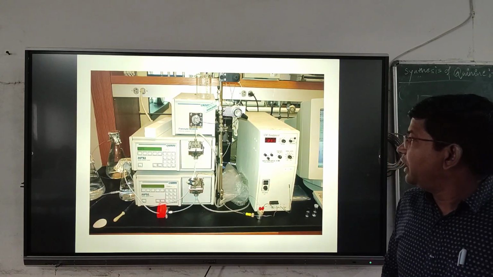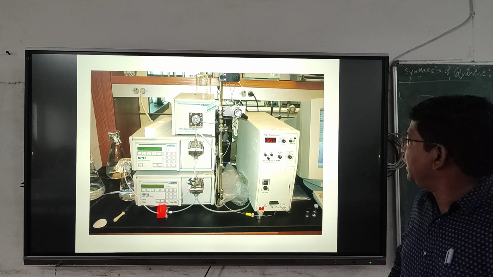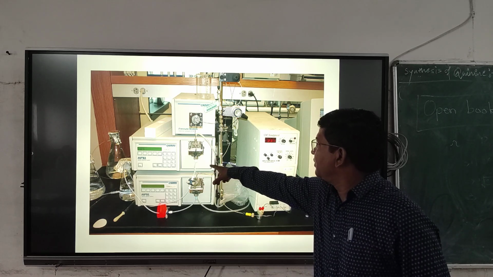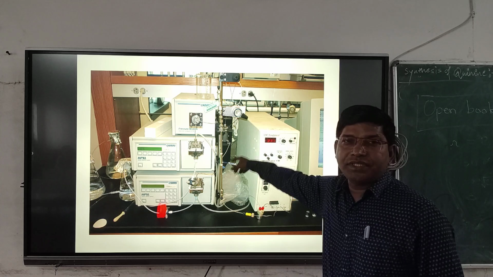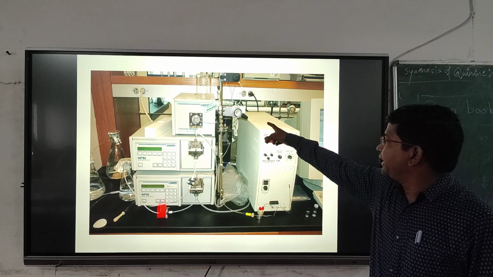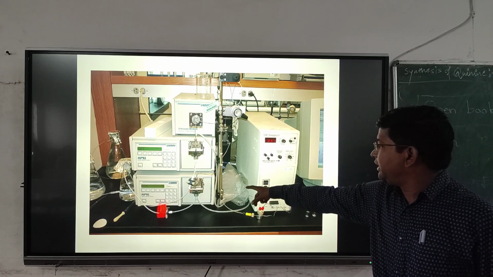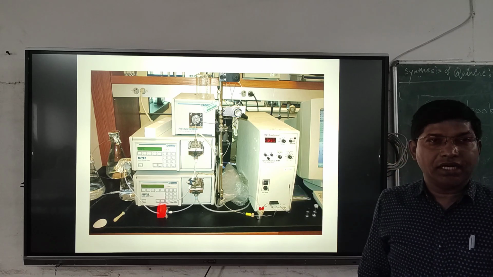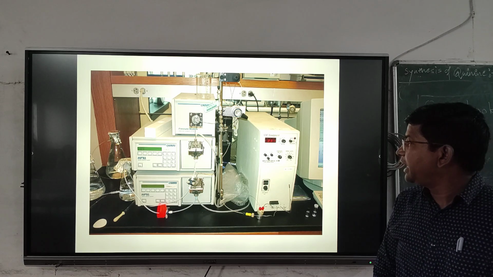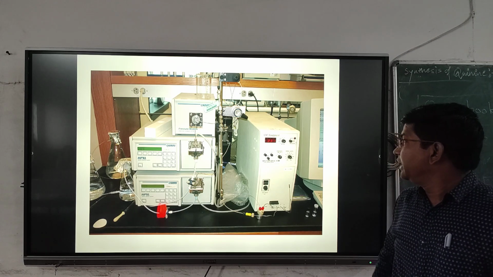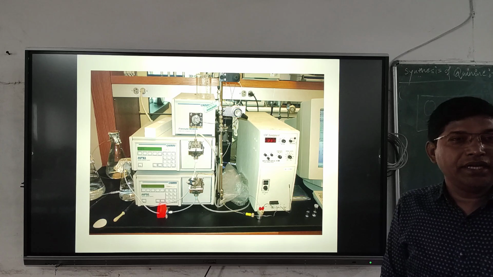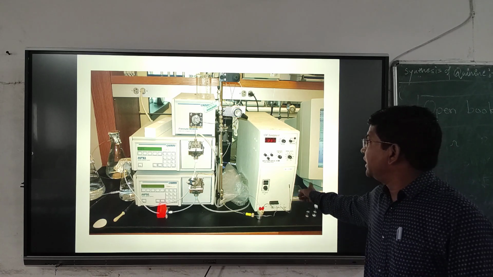So this is the actual instrument of an HPLC. We have the solvent delivery system, and we have a column, and here we have a sample injection where the sample is injected into the column, and then after elution from the column it goes to the detector. We have different types of detectors like UV detector, DAD detector, IR detector, and ECD. Their working principles are different, and different detectors are used for different types of compound detection.